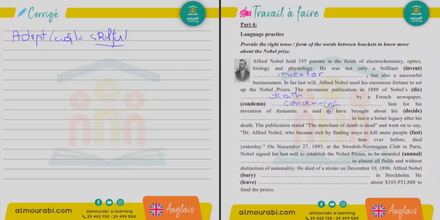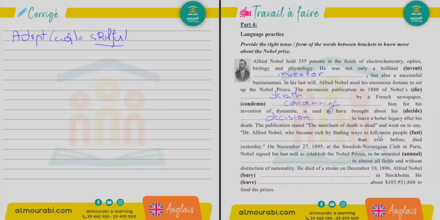Condemning means simply blaming him for the invention of dynamite. Dynamite is said to have brought about his decision to leave a better legacy after his death. We need a better noun from this side, which is decision.